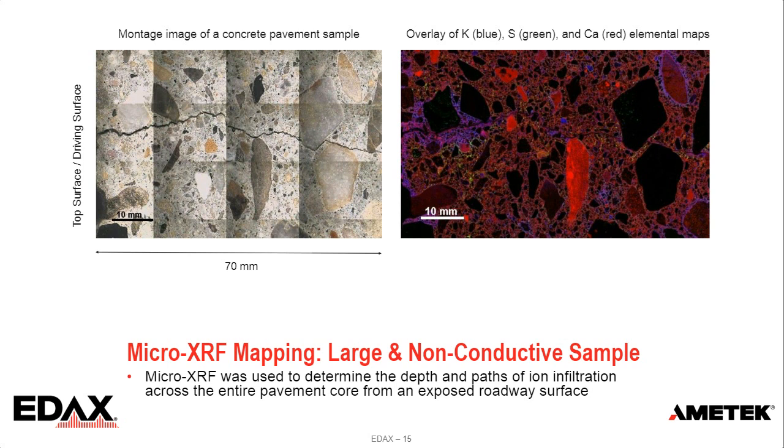On the right, we have this overlay of potassium, sulfur, and calcium elemental maps. Within this map, we can clearly see the depth and path of ion infiltration.